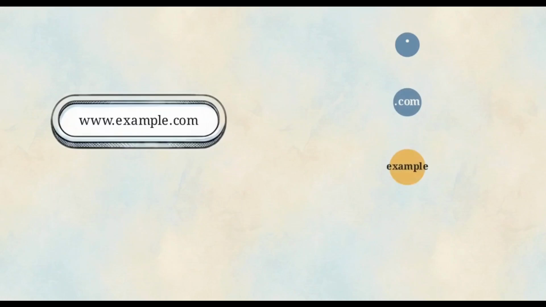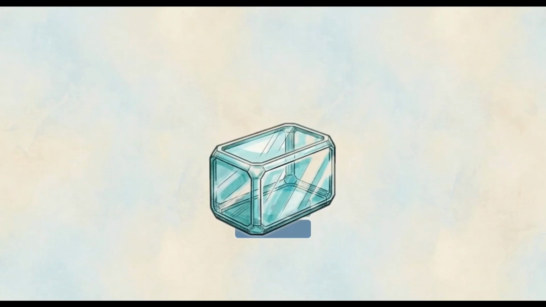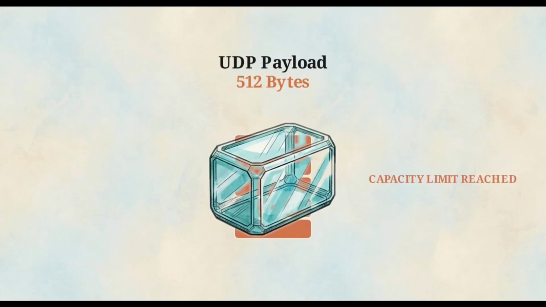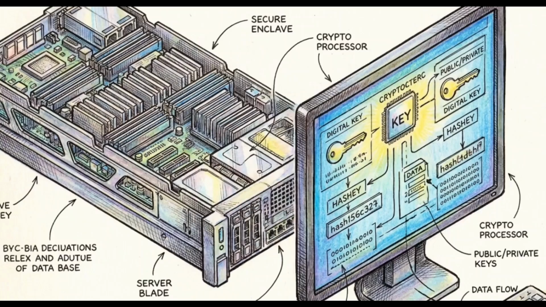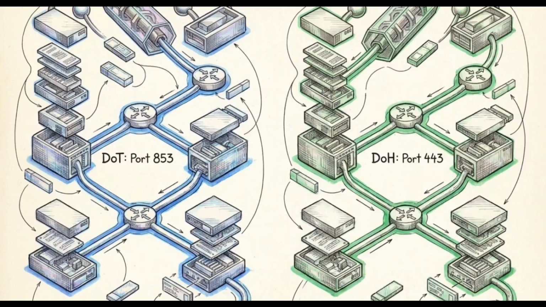To understand how engineers are working to secure this process, we first have to deconstruct the protocol itself. We will start by mapping the distinction between the logical domains you type into your browser and the administrative zones that actually route your request. From there, we will examine the physical payload constraints of the User Datagram Protocol, or UDP, and why extended DNS is necessary to carry modern cryptographic signatures. Finally, we will analyze the precise architectural trade-offs between two competing security standards, DNS over TLS and DNS over HTTPS.